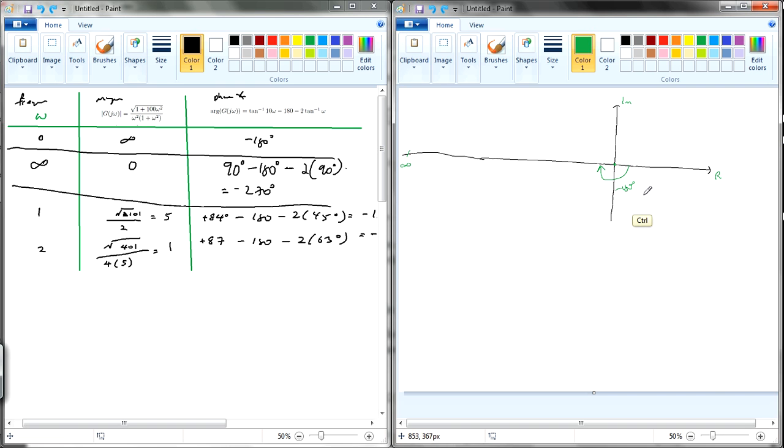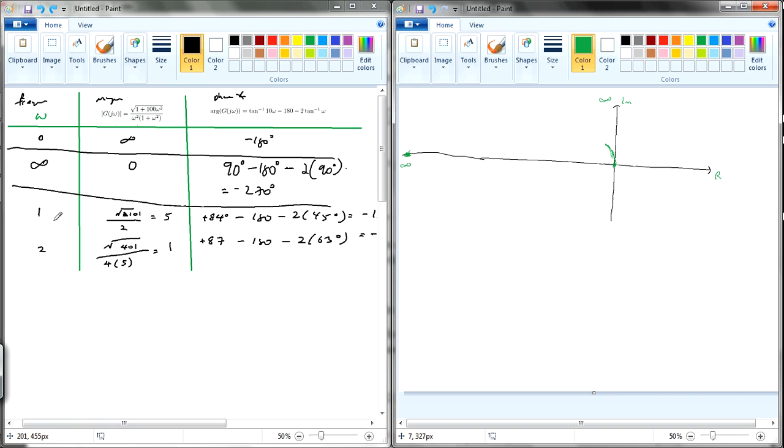So this is what it means. This is the point. And then at infinity, when my frequency is all the way out there, let's say this is infinity, the magnitude is actually at 0, which is at this point over here, and then minus 270 degrees. So you know that it's coming from here, right?